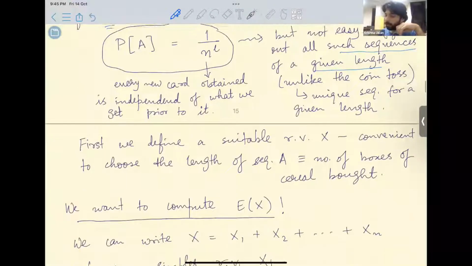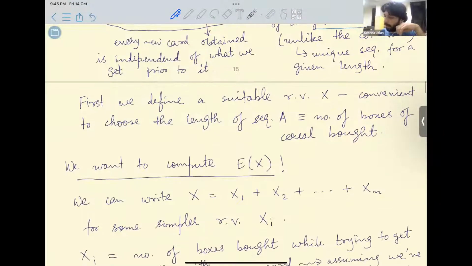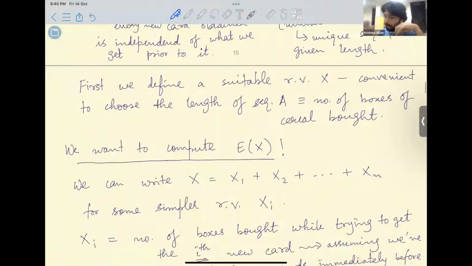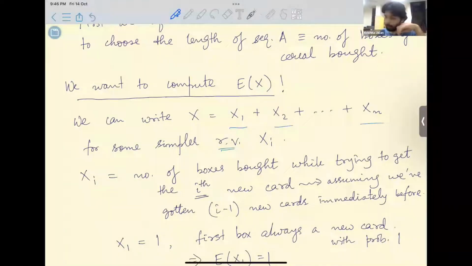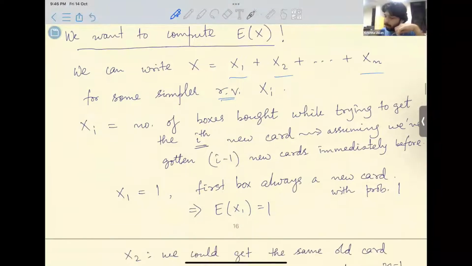So we should define our random variable suitably, and we will break it up into smaller random variables. Now I'll explain what these smaller or simpler random variables are. RV, by the way, denotes a random variable, okay? So instead of looking at the whole sequence at a time, like I have collected all cards at a time, what I will look at is only up to the ith card.